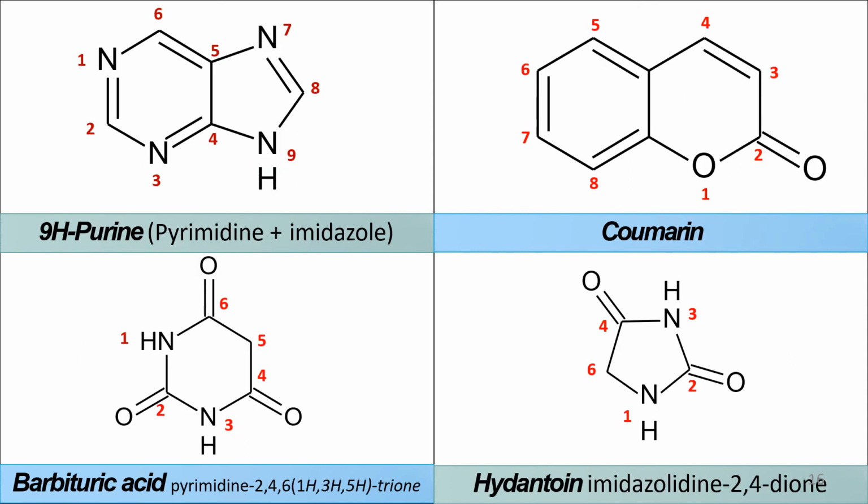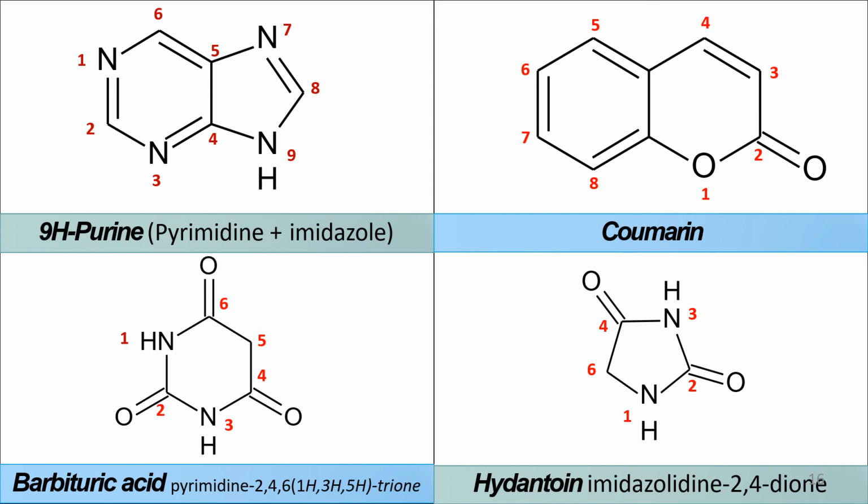Next, 9H-purine, coumarin, barbituric acid, and hydantoin. These are very important structures. All four are very important for drawing the structures of caffeine and theophylline. Coumarin is very useful for coagulants and anticoagulant drugs. What about barbituric acid? Phenobarbital, pentobarbital, these structures are categorized into this barbituric acid structure.